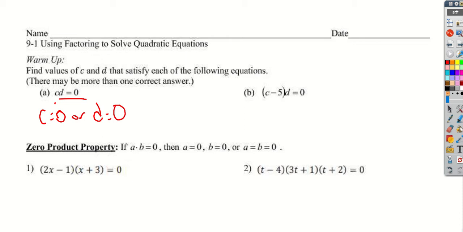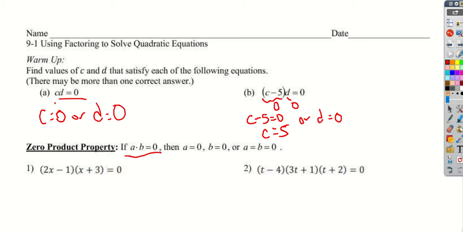So the same thing is going to apply here. If it's C minus 5 times D equals 0, either this is 0, or this is 0, or they're both. Okay, and so what we would say is, in order for C minus 5 to equal 0, we would have to plug in 5 for C. So we know that C has to equal 5, or the other option is if D is equal to 0, then it's just 0. Okay, this property is called the zero product property.